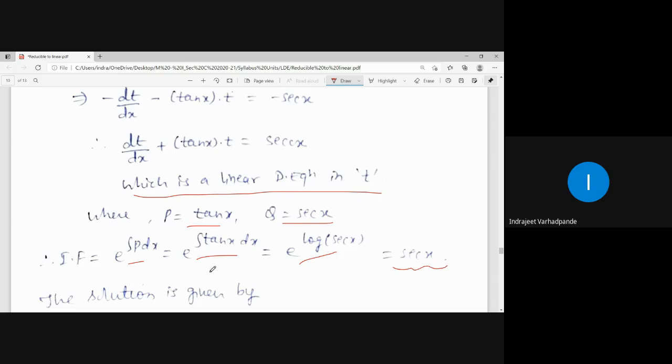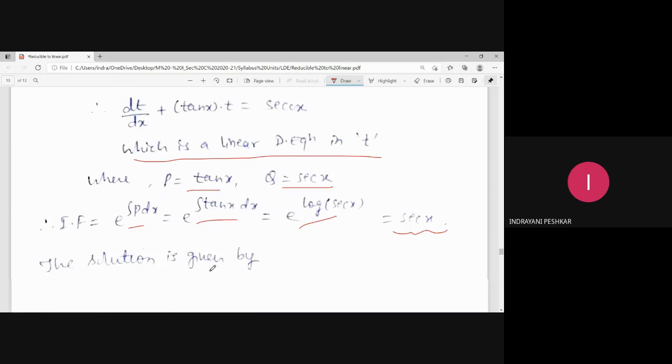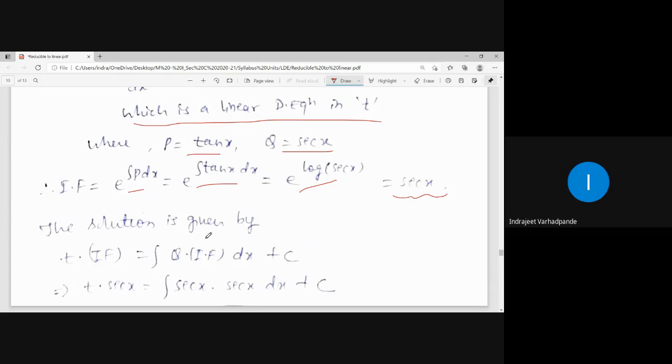What are we left with? Sec x. The integrating factor is sec x. The solution is given by, what is the dependent variable here? t. So the solution will be t into IF is equal to integration of q into IF dx plus c. Clear?